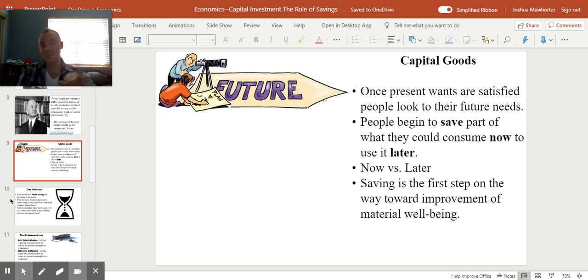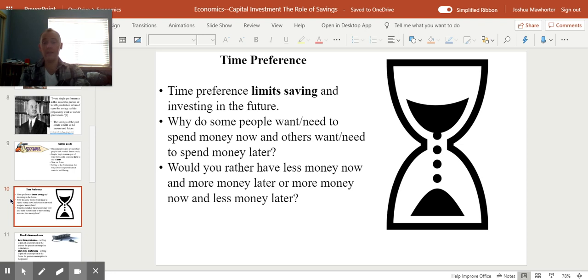So saving is the first step on the way toward the improvement of material well-being. This is how material well-being increases in the world, through saving, through that investment in the future, this sacrifice in the present. This is done on the basis of what is called time preference. Time preference limits saving and investing in the future. Now, why do some people want or need to spend money now and others want or need to spend money later? Well, this has to do with the economic idea of time preference, which I'm going to explain. Would you rather have less money now or more money later, or more money now and less money later?